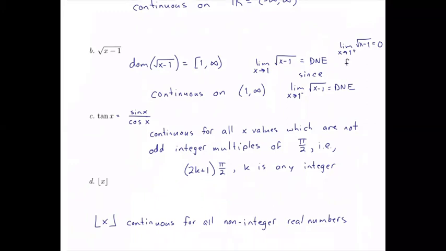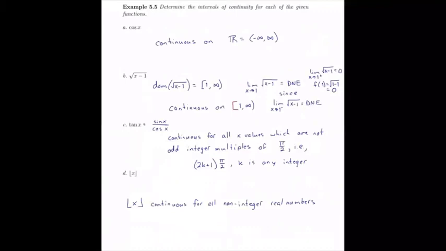And moreover, f of 1 is root 1 minus 1, which is the square root of 0, which is 0. The right-hand limit matches the function value at 1. So it turns out that this is actually wrong. This should be inclusive. The function's right continuous at 1. So it's continuous on this interval with a closed bracket at 1. It's continuous at 1 from the right, and it's continuous at all real numbers to the right of that. So that's a good correction to make in the notes there.